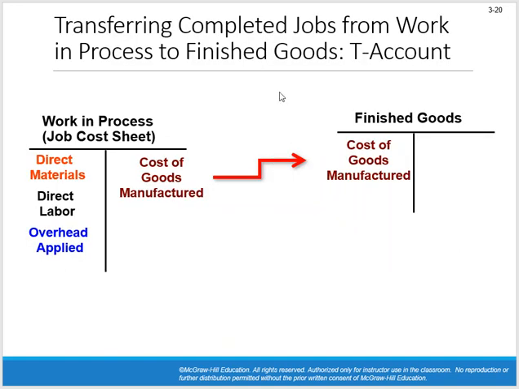So then finally, when we are done with a job, we're going to transfer the WIP for that job into finished goods. And that dollar amount that we're transferring, that is our COGM, that is our cost of goods manufactured. So when we finish job A, it's going to move from WIP over to finished goods. And that would be a debit to finished goods and a credit to WIP. And this transfer is COGM. It is cost of goods manufactured.